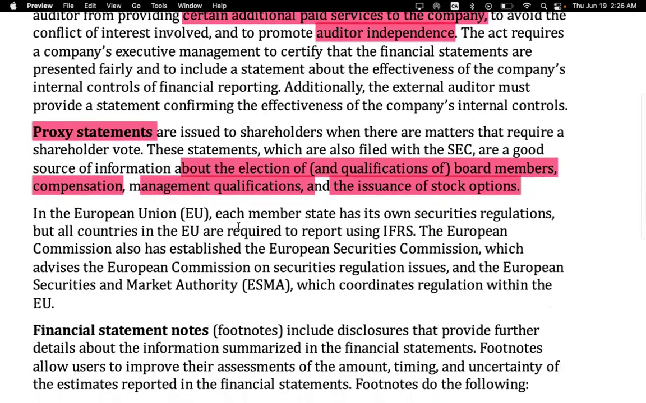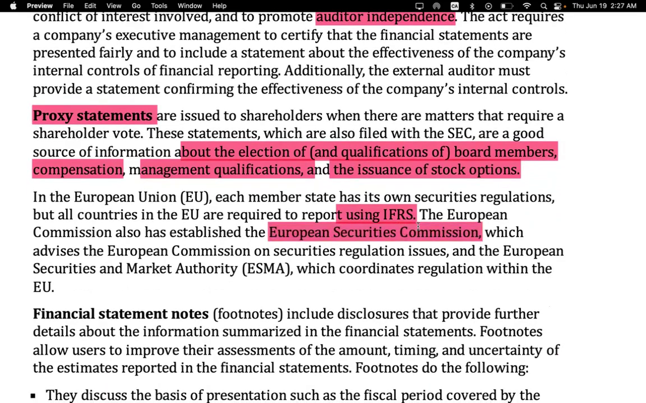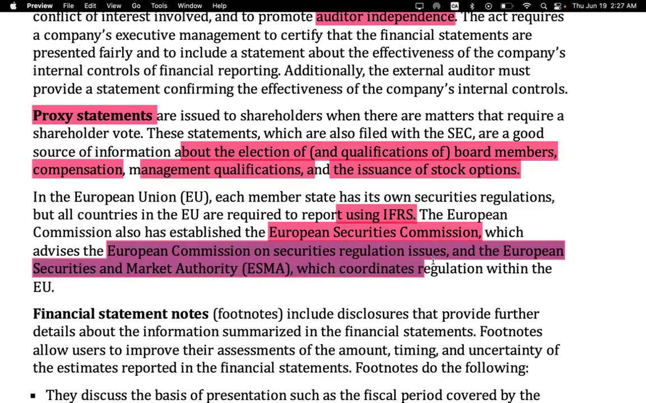In the European Union, each member state has its own securities regulations, but all countries in the EU are required to report using IFRS. Okay, European Commission also has established the European Securities Commission. So like we read about the Financial Conduct Authority in the UK and the SEC in the US, in Europe you have the European Securities Commission, which advises the European Commission on securities regulation issues and the European Securities and Market Authority, which coordinates regulation within the EU.